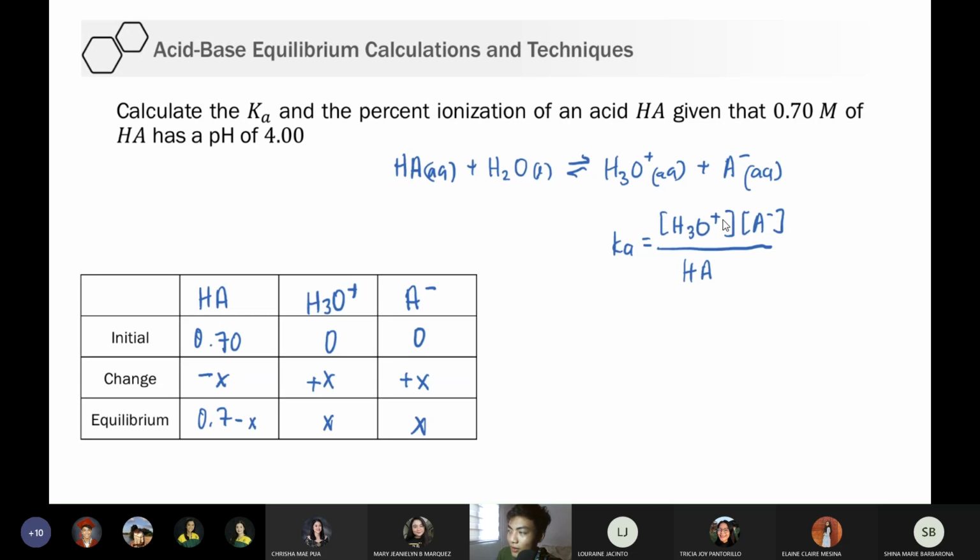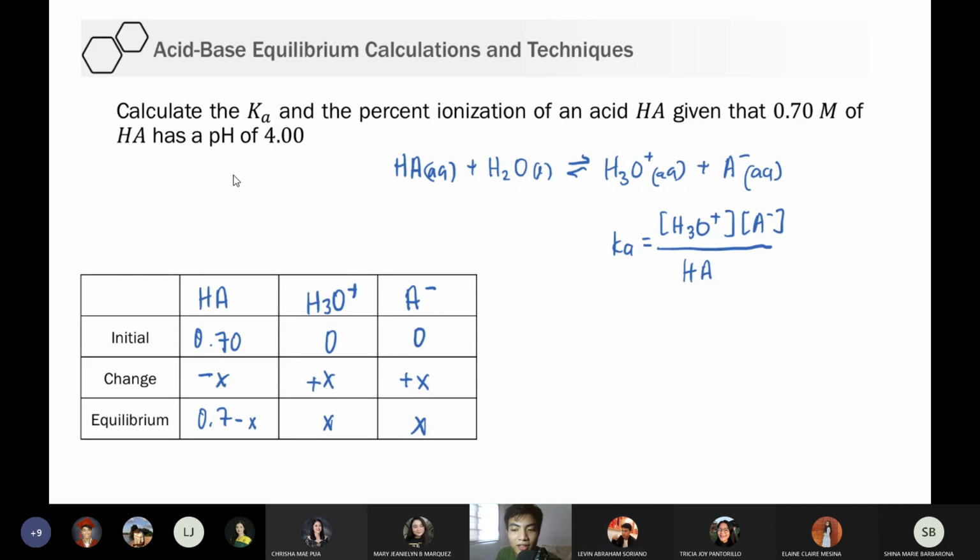So, ito yung ice table, ito yung K expression. Ano kaya dyan sa problem yung magbibigay sa atin ng hint para masagutan tong question na to? Anyone? Alin kaya dito sa sentence na to yung magbibigay para masagutan ito? Sir, yung pH po. Yung pH. Saan siya corresponding? Doon po sa may H3O+, pati sa may conjugate po na base.